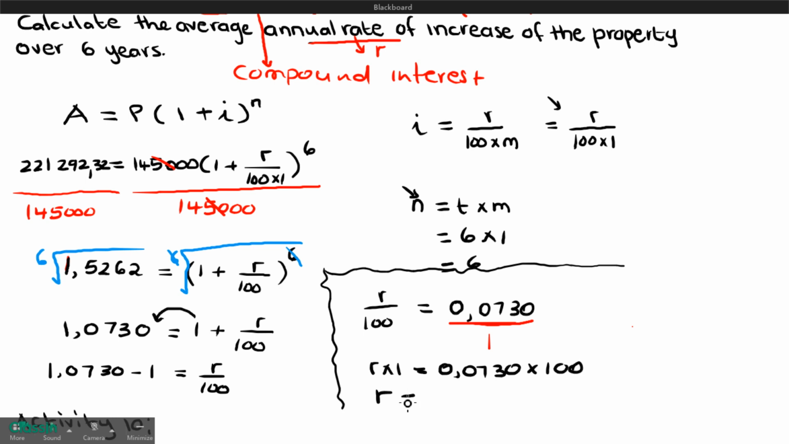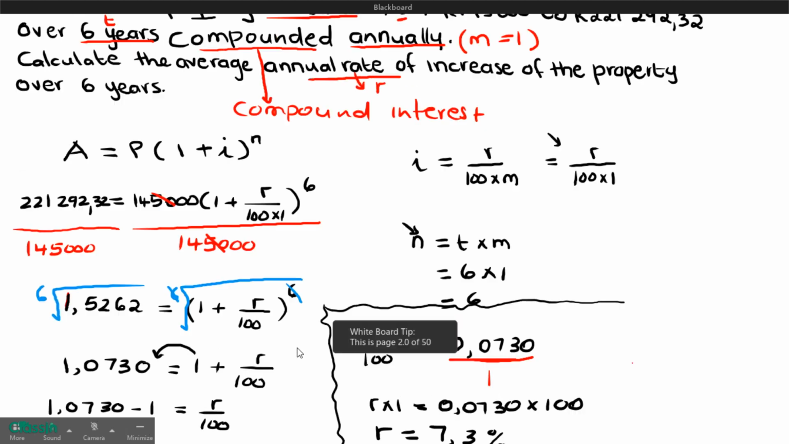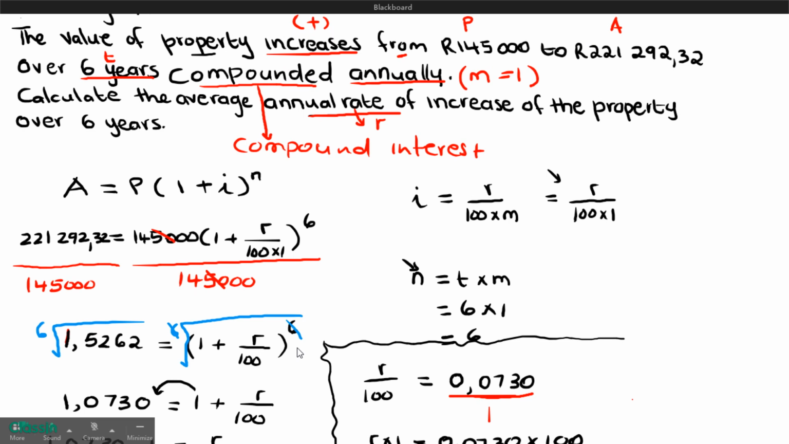Now this is the same as r is equals to, when you multiply that by 100, you get 7,3%. And this is your rate of increase. So I believe you can see that this is a straightforward question. It only requires you to be able to interpret the statement here so that you know which value represents which variable, or which variable is represented by which value.